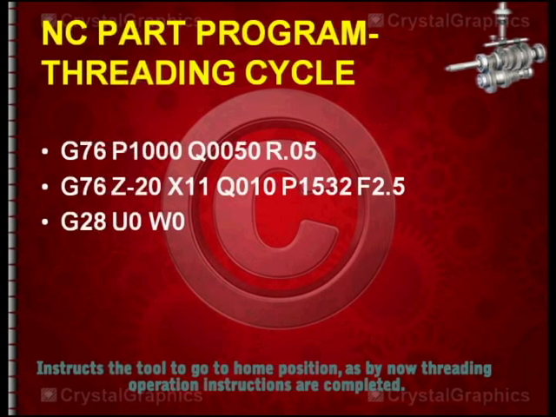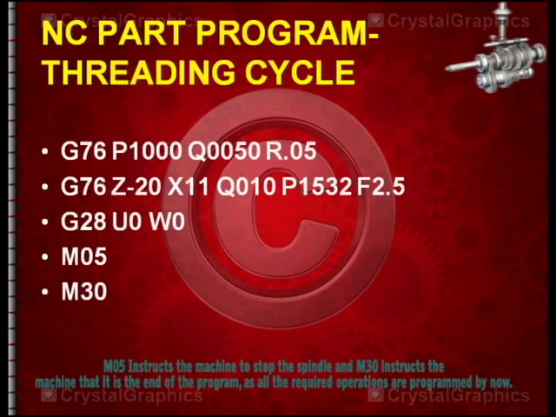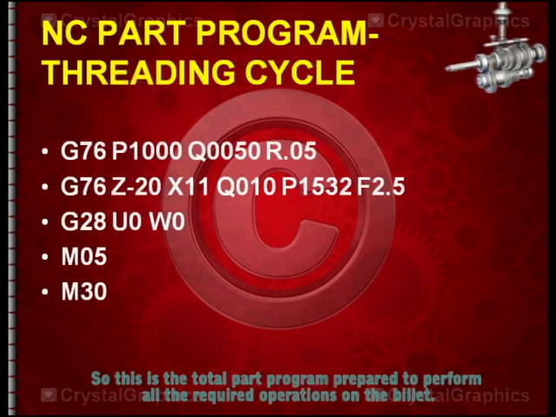G28 U0 W0 instructs the tool to go to home position as by now the threading operation instructions are completed. M05 instructs the machine to stop the spindle and M30 instructs the machine that it is the end of the program as all the required operations are programmed by now. So this is the total part program prepared to perform all the required operations on the billet.